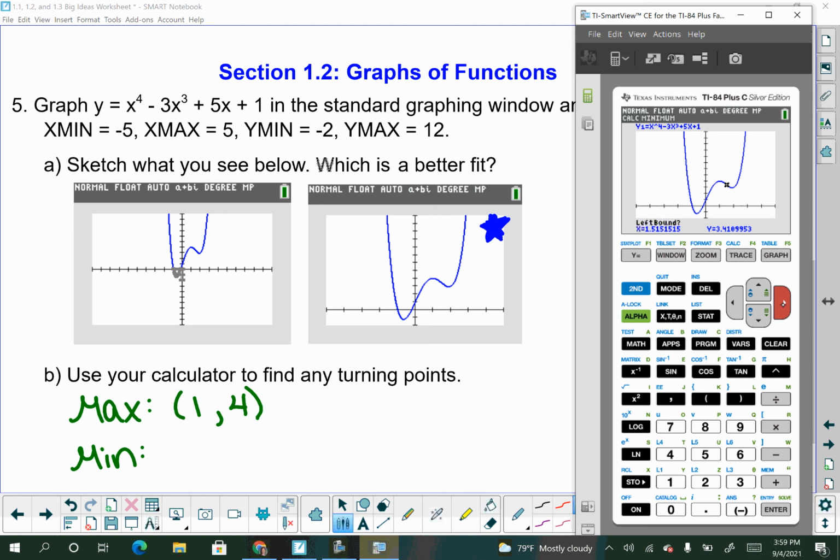Left bound, right bound, guess. I'm on the left side of the valley. Hit enter. Arrow over to the right side. Hit enter. And then finally hit enter one more time. And I'm going to round to, let's say, 2 decimal places. So (1.91, 2.95).